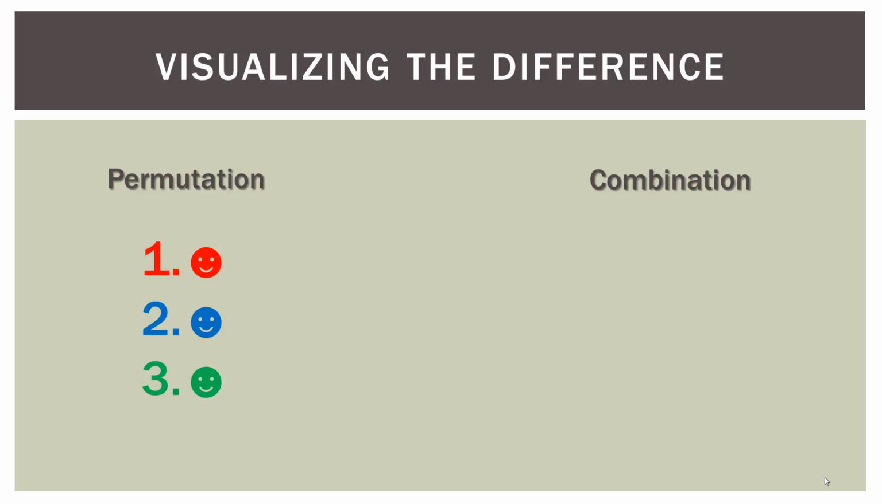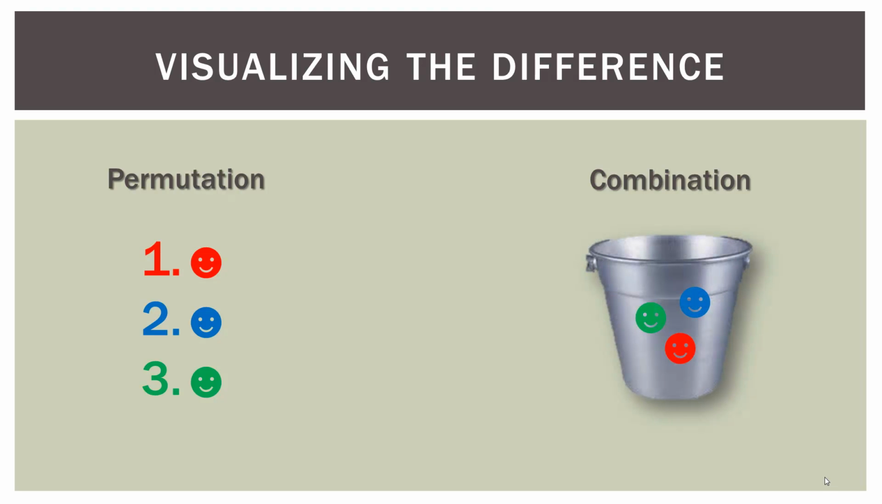Now, look at that compared to a combination. We just have 3 smiley faces in a bucket. That's it. It's a group. You have to think of them as a group. On the left, we think of things in individual order. On the right, we think of them just as a group. If we have 3 smiley faces, how many groups of 3 can we have? Well, there's only one way. There's only one way to have a group of all 3 of them, and that's all 3 of them.